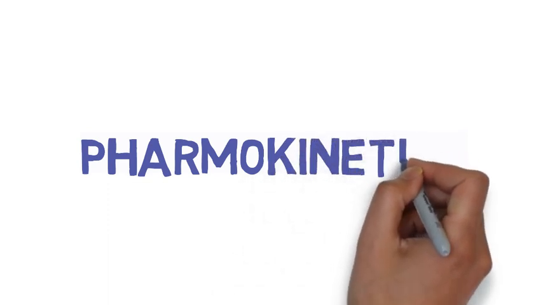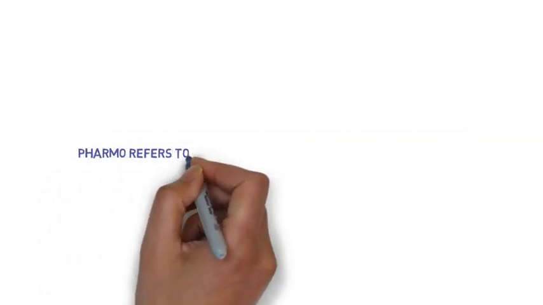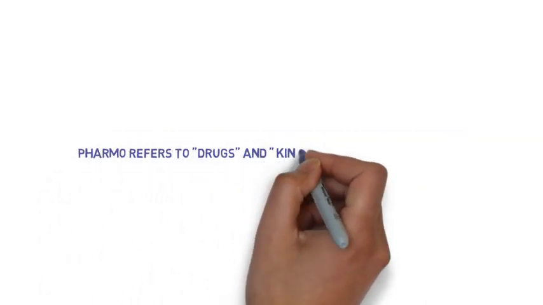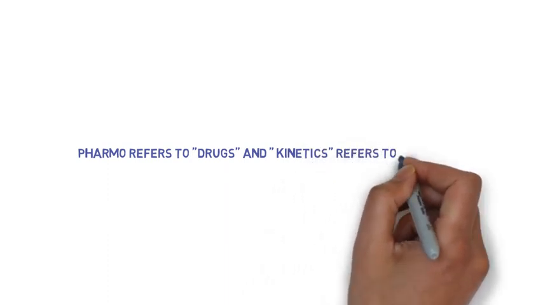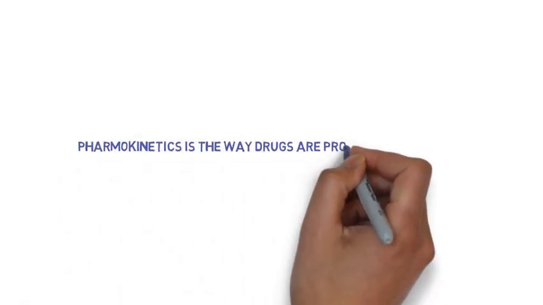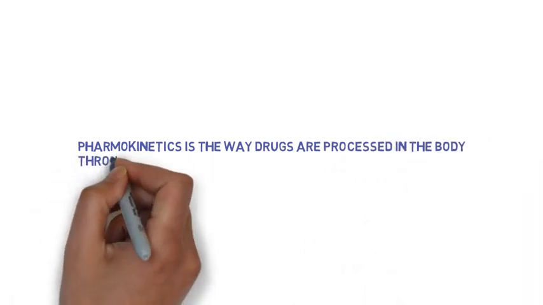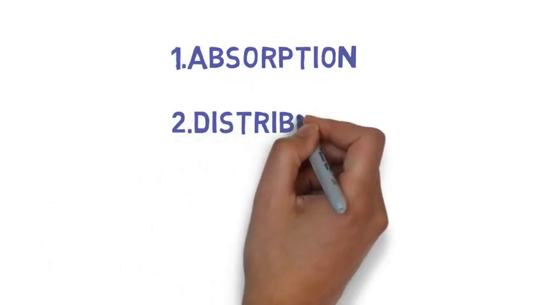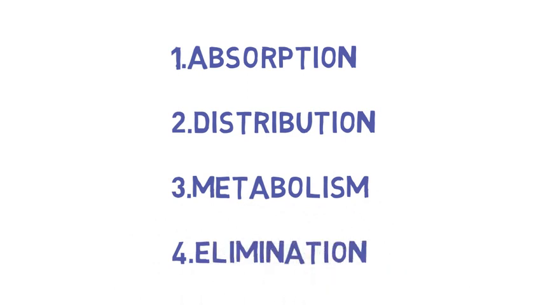Today we are going to talk about pharmacokinetics, which is one of the basic principles in pharmacology. Pharma refers to drugs and kinetics refers to movement. So pharmacokinetics is the study of movement of drugs in and out of the body. Pharmacokinetics is the way drugs are processed in the body through absorption, distribution, metabolism and excretion. We can remember this by ADME.